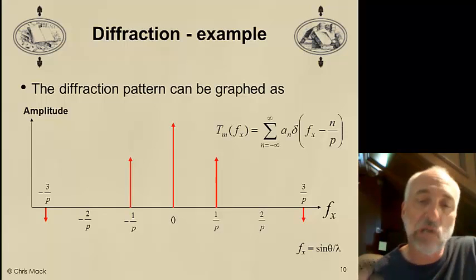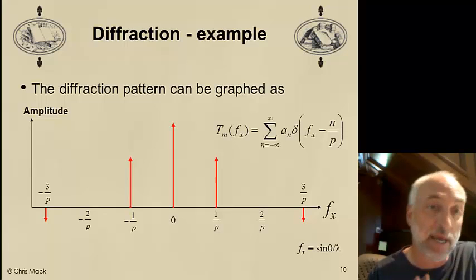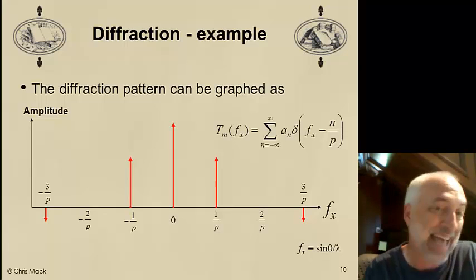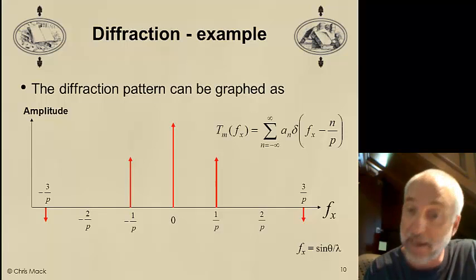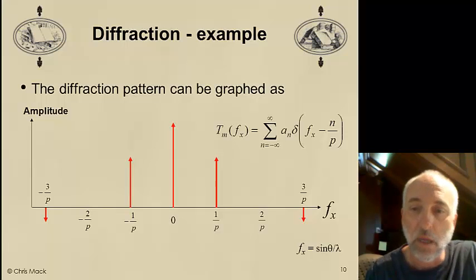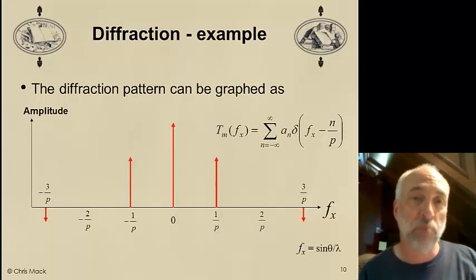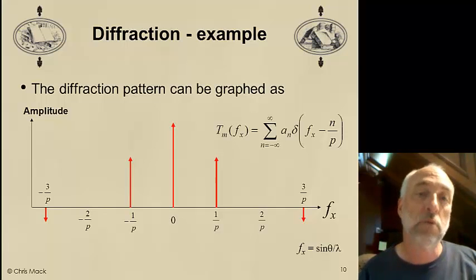That's because I happen to be looking at equal lines and spaces here. Again, if I had a space width that wasn't exactly equal to half of the pitch, then I would get an amplitude for the even orders that wasn't exactly equal to 0. So this becomes a graph of the diffraction pattern for equal lines and spaces.